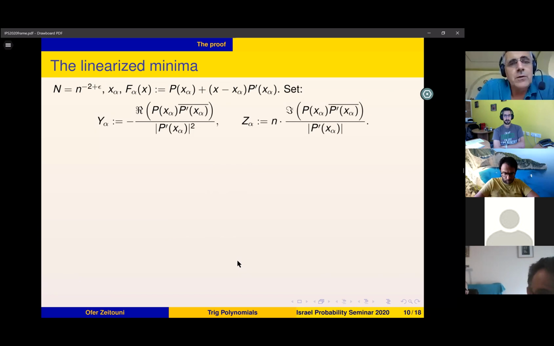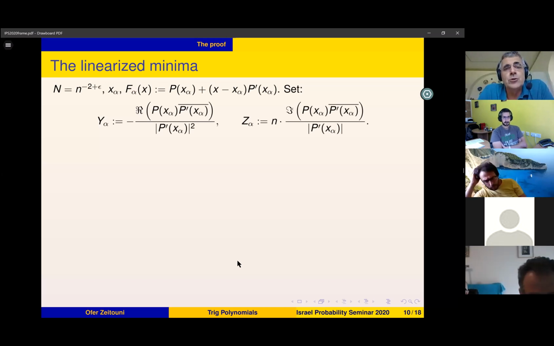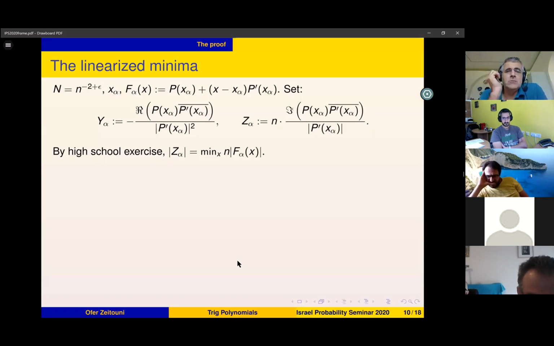So how are we going to look at these small values? We introduce Y alpha, which is a proxy of the location of the minimum, and Z alpha, which is a rescaled version of the value of the minimum. And the high school exercise told you that Z alpha is essentially the minimum of this linear approximation.